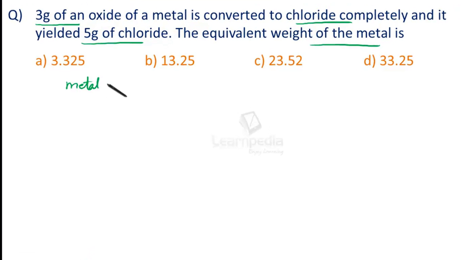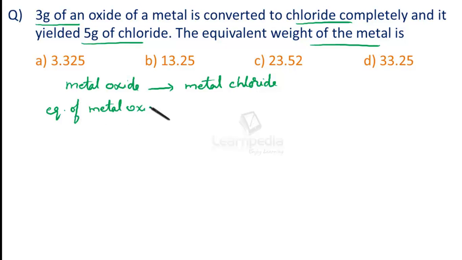Here the metal oxide is converted into metal chloride. So in doing so, definitely the number of equivalents of the metal oxide should be always equal to the number of equivalents of the metal chloride, isn't it? The equivalents of the metal oxide and the equivalents of the metal chloride are the same. And how will you get the equivalents of the metal oxide?